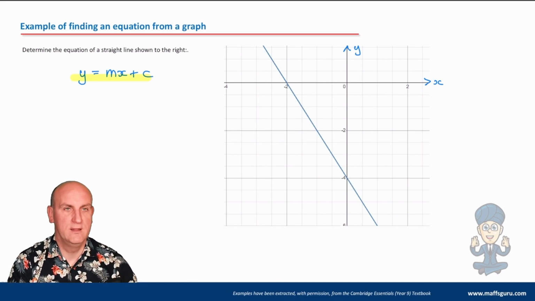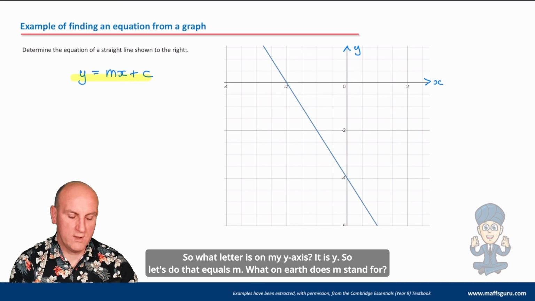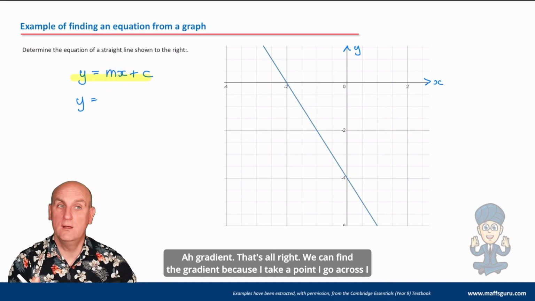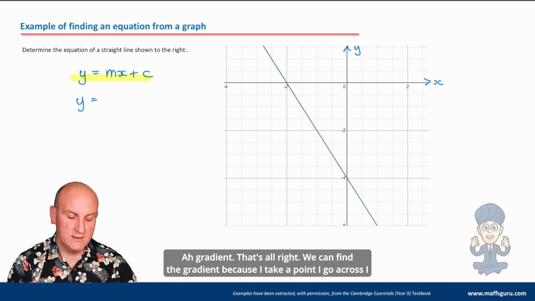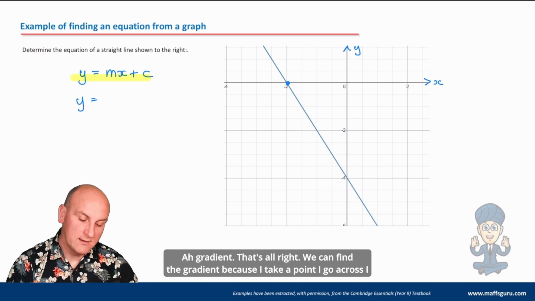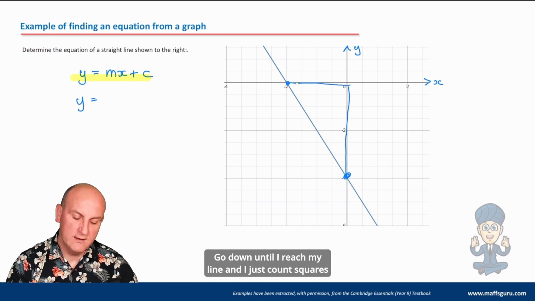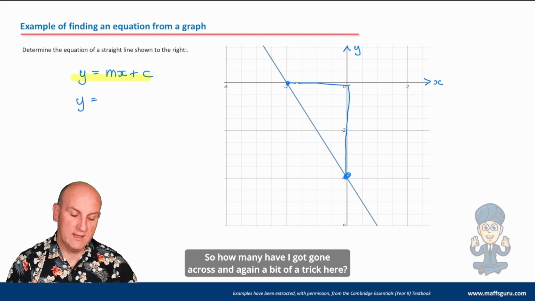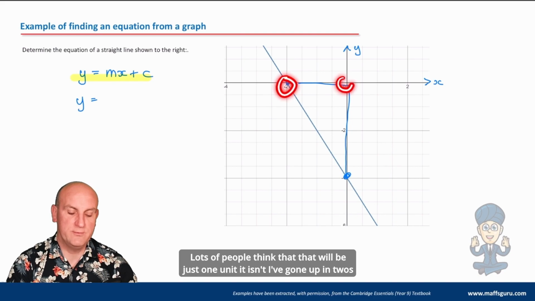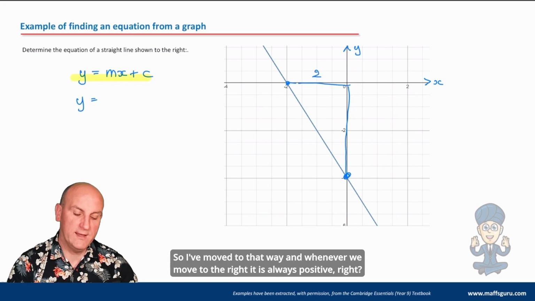But let's not rush ahead. So what letter is on my y-axis? It is y, so let's do that. y equals m. What on earth does m stand for? Gradient. That's all right. We can find the gradient because I take a point, I go across, I go down until I reach my line, and I just count squares. So how many have I gone across? And again, a bit of a trick here. Lots of people think that would be just one unit. It isn't. I've gone up in twos. So I've moved 2 that way.